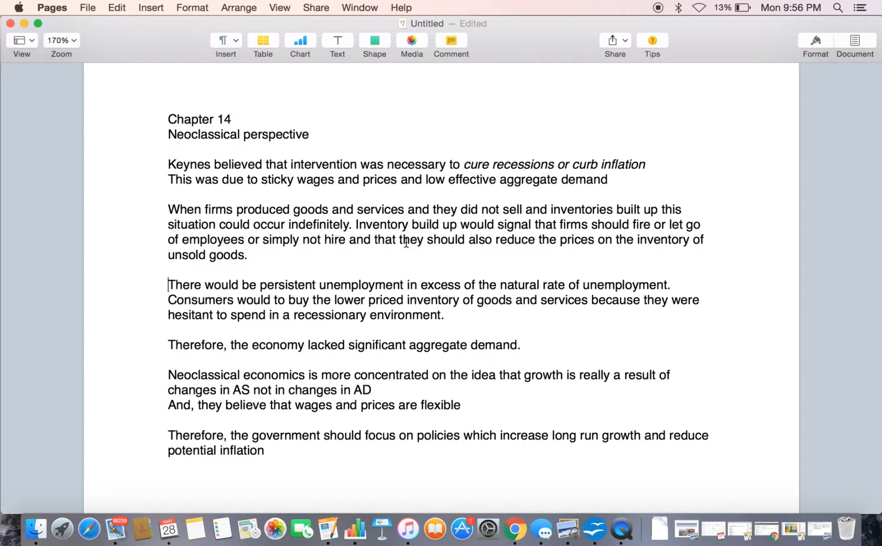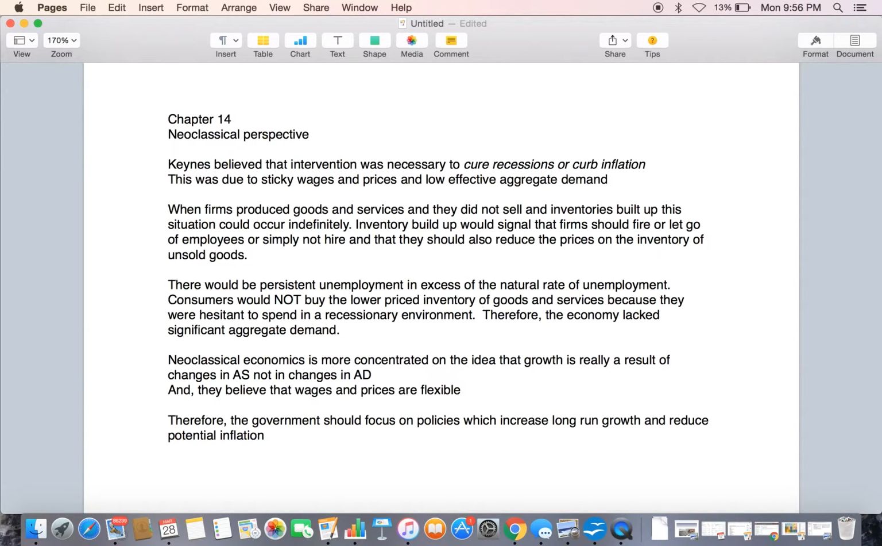Consumers would not buy the lower priced inventory of goods and services because they were hesitant to spend in a recessionary environment. Therefore, the economy lacked significant aggregate demand and it could remain there indefinitely.